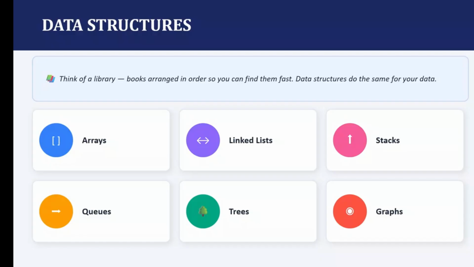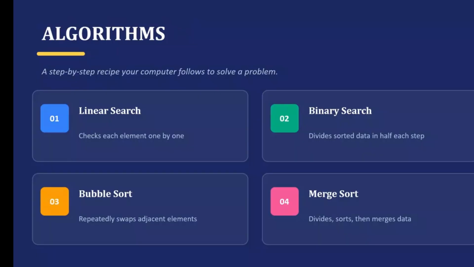Next category is nonlinear data structures. Here the elements are not stored sequentially. Data is organized hierarchically or as a network. One element can connect to multiple elements. Examples are trees and graphs. And we also have some algorithms to search data, to sort data, and process information. Examples are linear search, binary search, bubble sort, and merge sort. We will get to know about these in further videos.